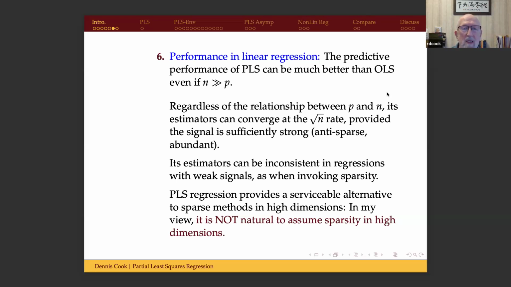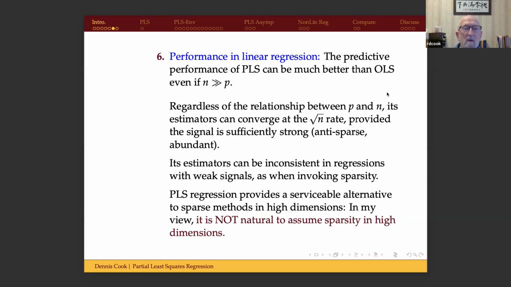Now, its estimators can be inconsistent in regressions with weak signals. That is, when you're invoking sparsity. If you invoke sparsity to handle a high-dimensional problem, you don't want to use the ordinary partial least squares. There are versions of partial least squares available for sparse regressions, but the ordinary version, the one that I'm talking about today, should not be used if you're going to invoke sparsity. Now, in chemometrics, sparsity is the exception rather than the rule. Their regressions are nearly all abundant, and it works really well. That's why partial least squares works really well for them.